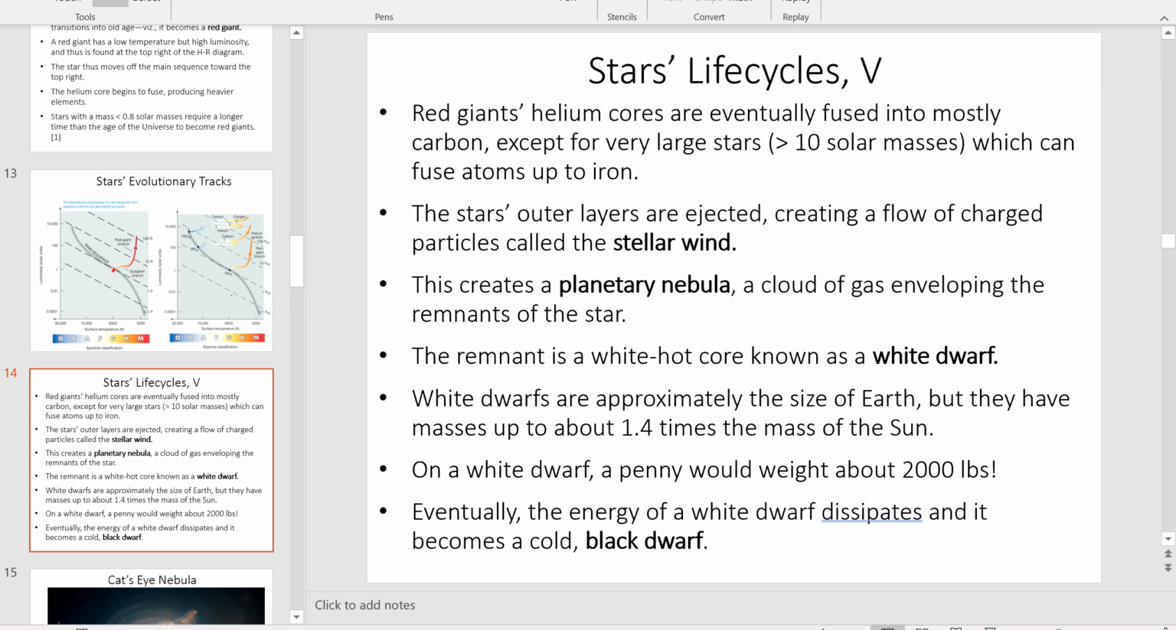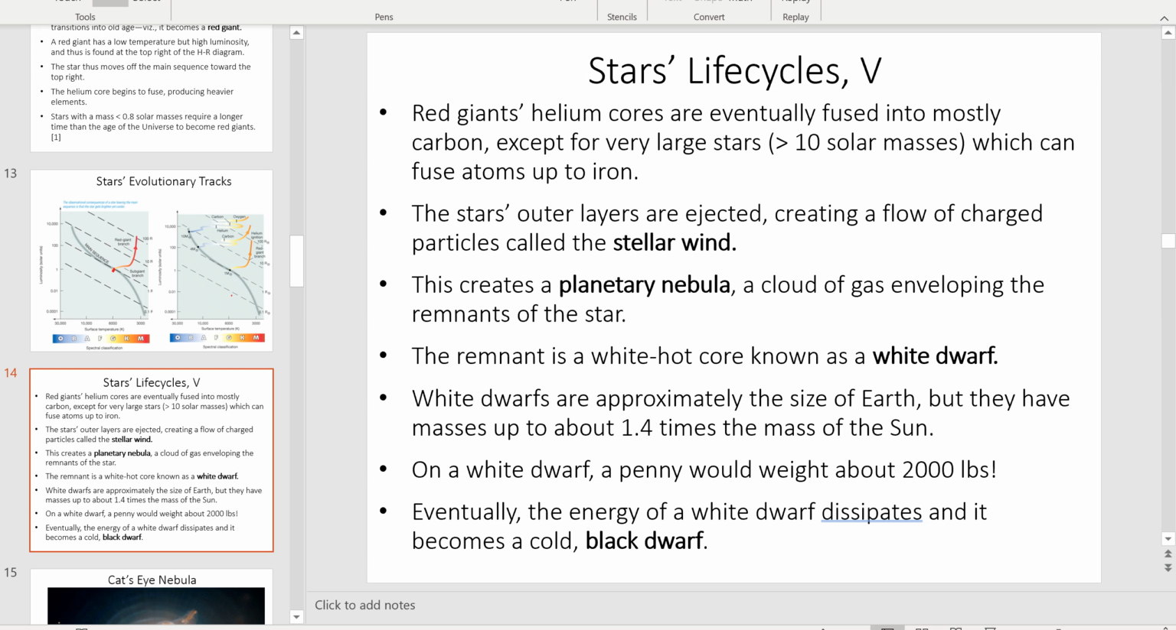This creates what we call a planetary nebula. Unfortunately, a planetary nebula is an object that has nothing to do really with nebula or nebulae and nothing to do with planets. So this is a really bad term. It's a misnomer, so to speak, but unfortunately this is the term we use. A planetary nebula is what's left over after a red giant has its outer layers ejected because it runs out of fuel, so to speak, in its core.